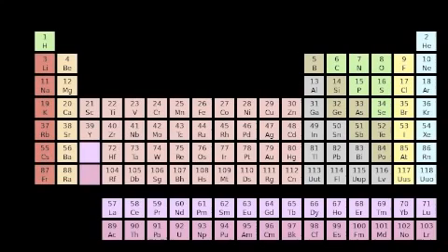This means that lithium, beryllium, boron, carbon, nitrogen, oxygen, fluorine, neon, sodium, magnesium, aluminium, silicon, phosphorus, sulfur, chlorine, argon, potassium, calcium, scandium, titanium, vanadium, chromium, manganese and iron can all be produced from this process.